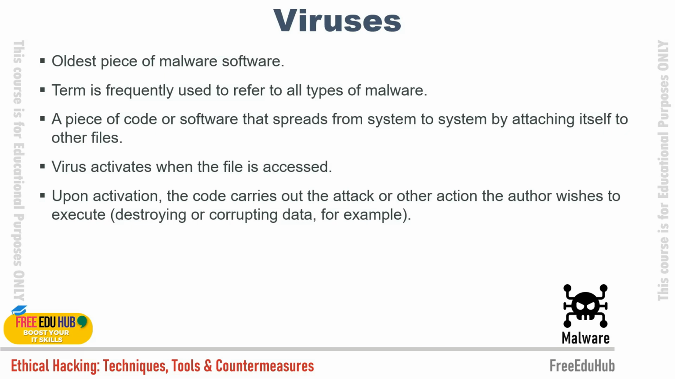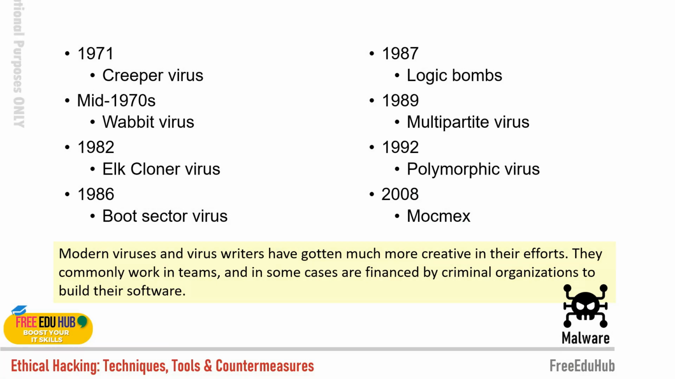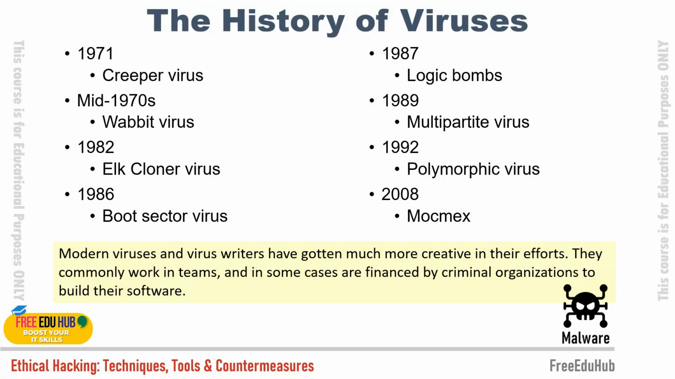A virus activates when the file is accessed. So if you, for example, try to open a Word document with a virus attached to it, the virus would be activated and then start working as it's designed to do. Upon activation, the code carries out the attack or other action the author wishes to execute, destroying or corrupting the information, etc.